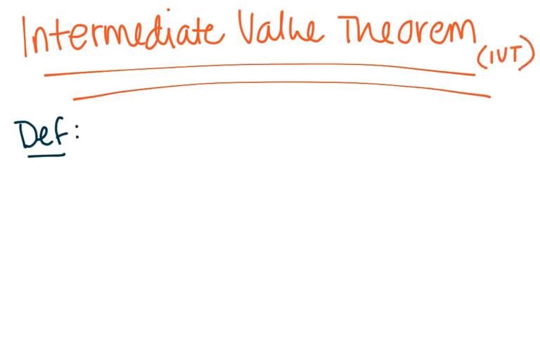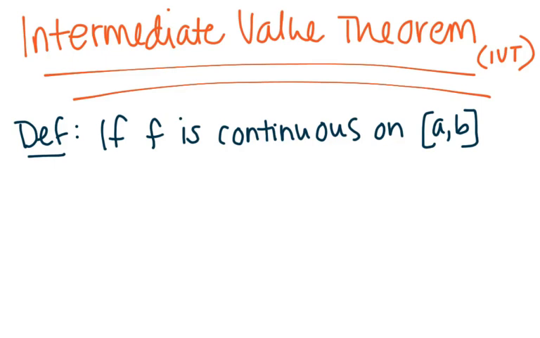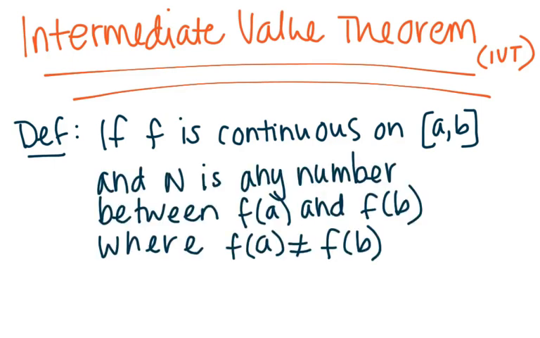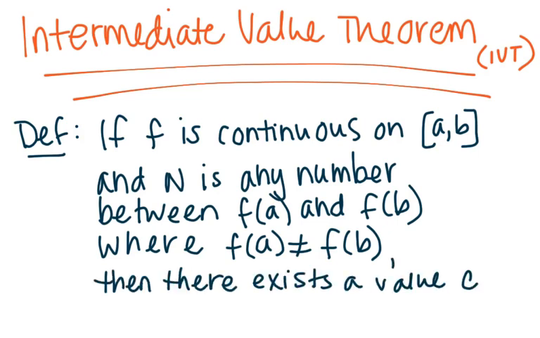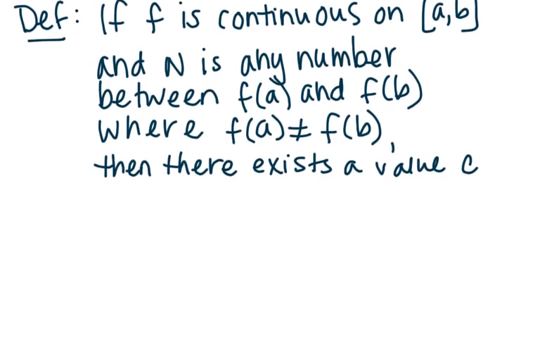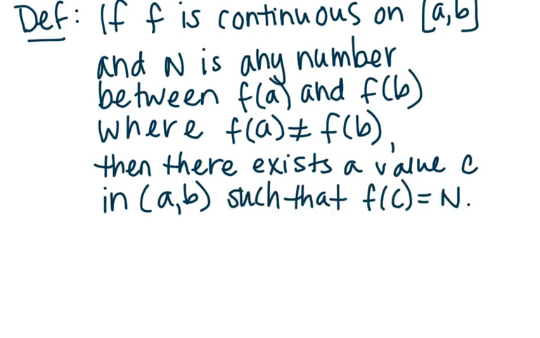So this theorem states, if f is continuous on a closed interval a comma b, and n is any number between f of a and f of b, where f of a and f of b aren't the same number, then there exists a value c in the non-inclusive interval a comma b such that f of c equals n.